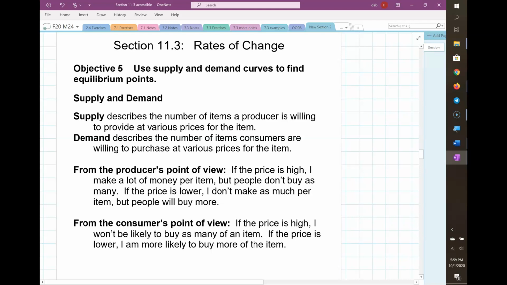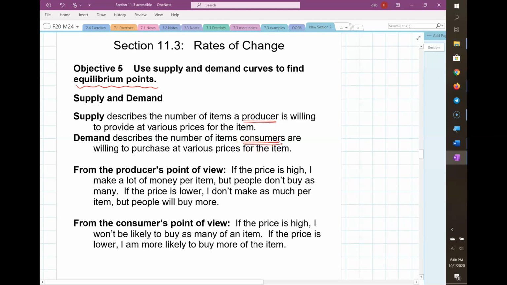Okay, then objective 5 is to use supply and demand curves to find equilibrium points. So many students confuse these two, so make sure you're filing them in completely separate areas of your brain. Break-even point is where revenue equals cost or profit equals 0. Supply and demand, it's got two different things going on. You have producers and consumers. So you have producers that are making things and consumers that are buying them.